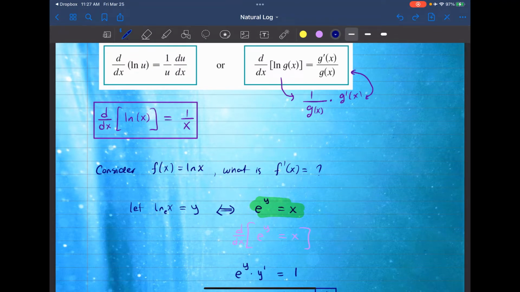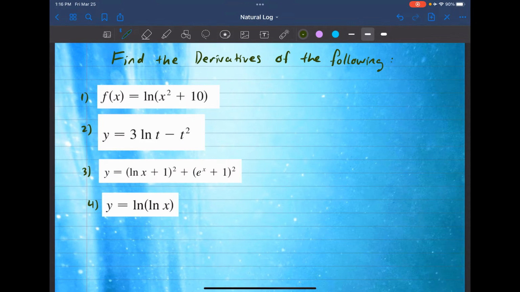So now let's go ahead and dive into some examples. Let's try to find derivatives of these functions. We'll start with number 1 and then go down the list. For the first problem, if you want, you can do a u substitution. Let u represent just what's inside the function. So you can use the rule we wrote down above. If u is x squared plus 10, then the derivative of u with respect to x, using the power rule, is 2x.